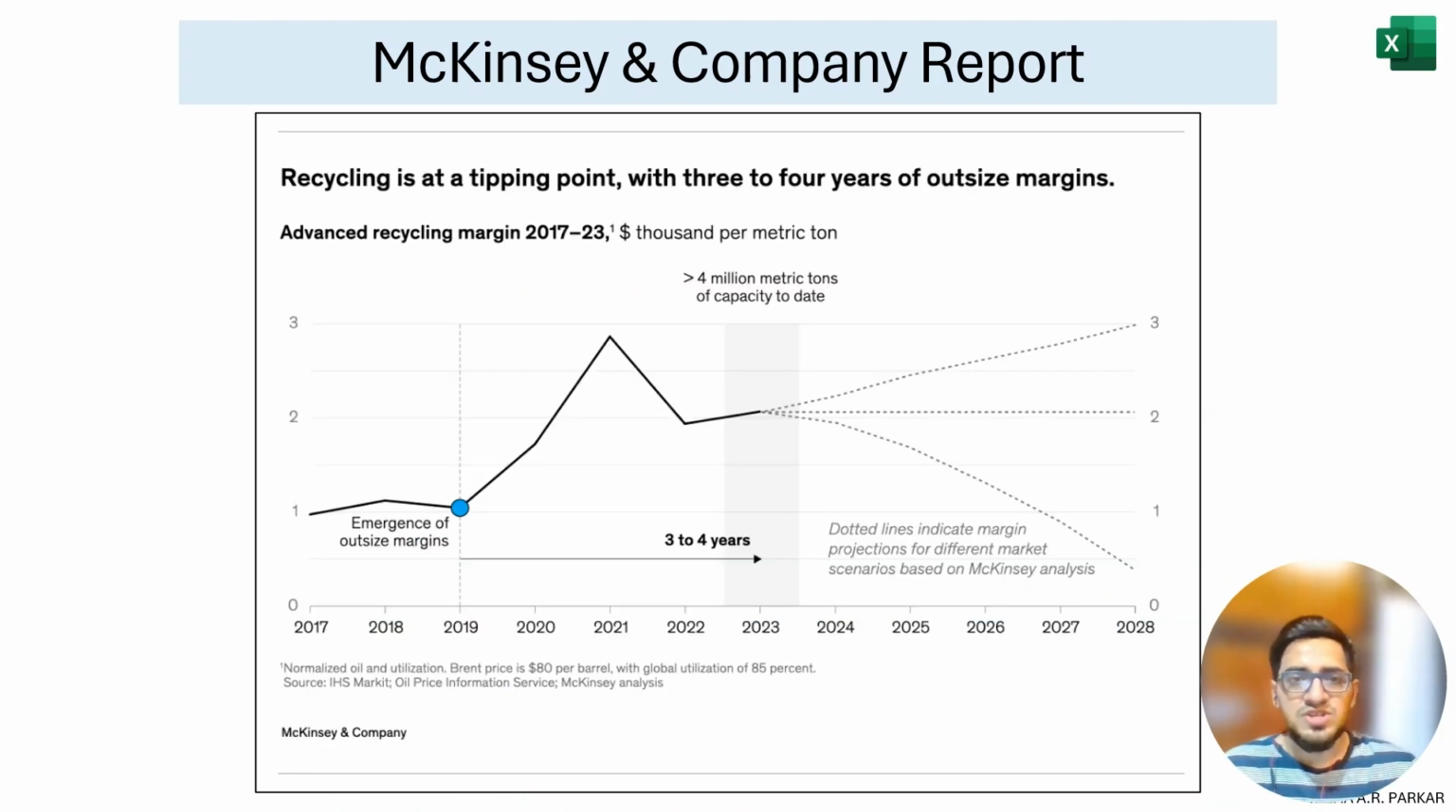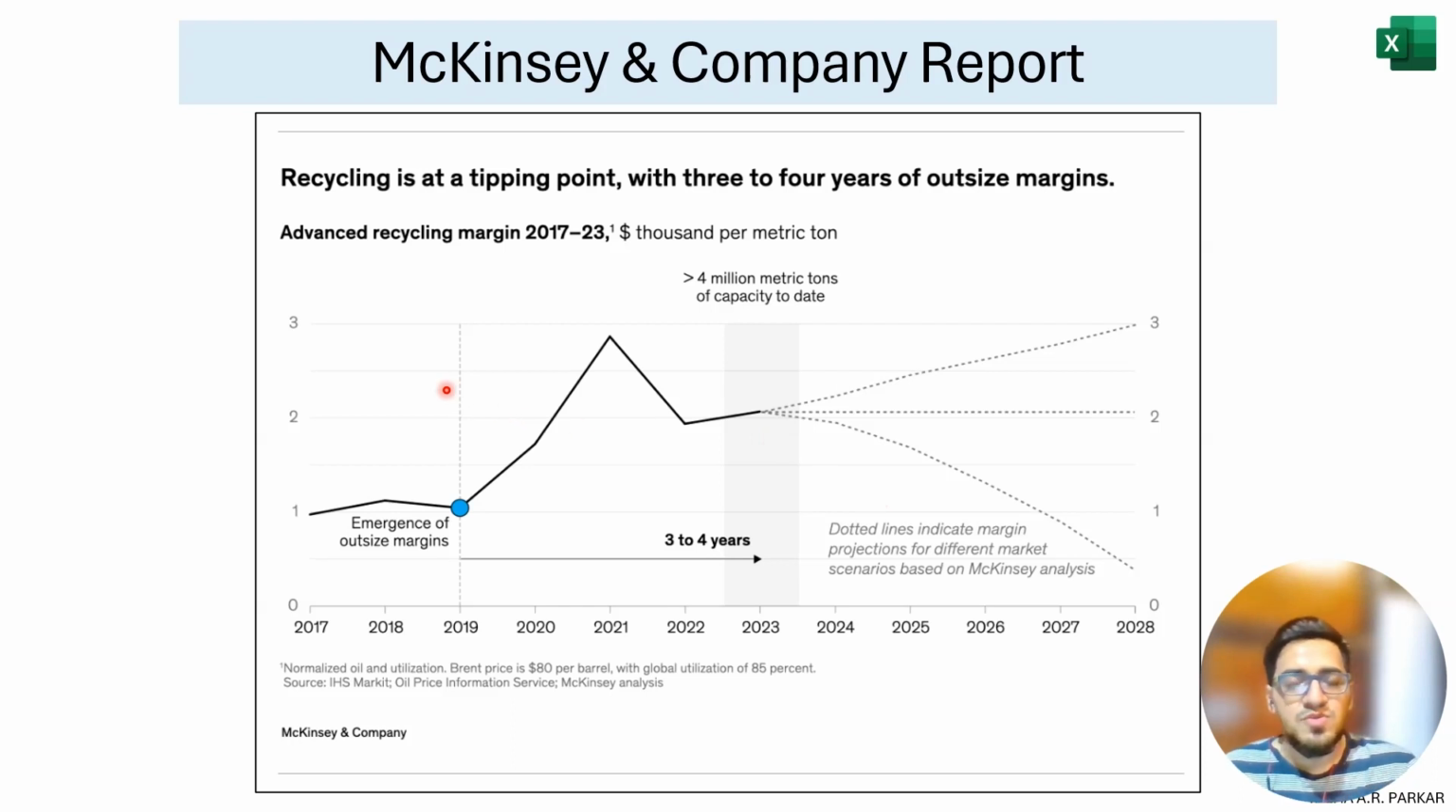The chart in question is a simple line chart that shows a single line for data up to 2023, and then that line is broken into three separate lines showing the forecast, or three different forecast scenarios, up till 2028.